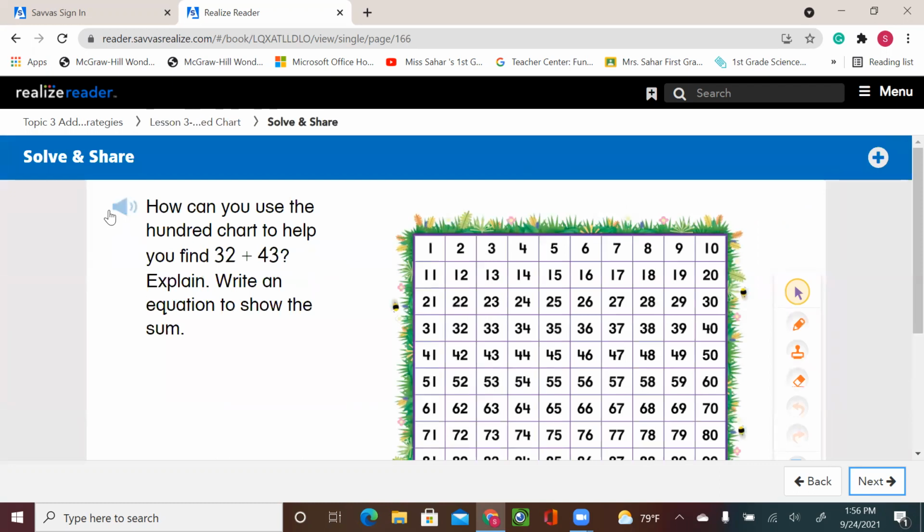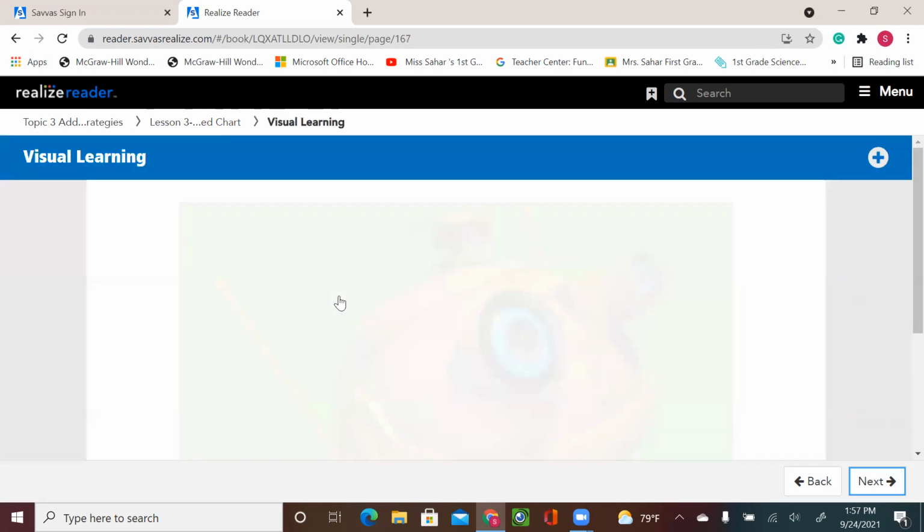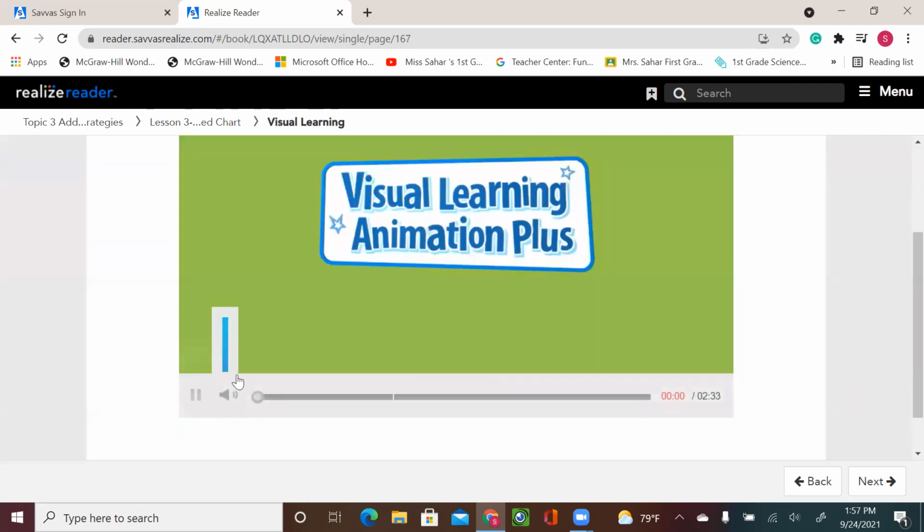Topic 3, lesson 1. This is a 100 chart. So let's see. How can you use the 100 chart to help you find 32 plus 43? Explain. Write an equation to show the sum. All right. Let's watch our video.